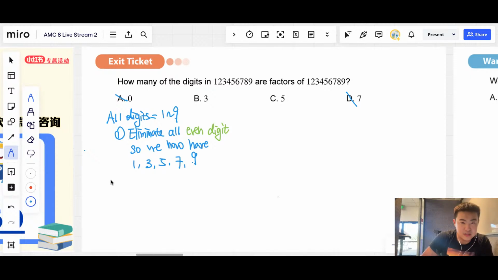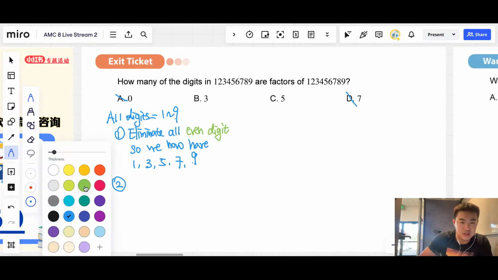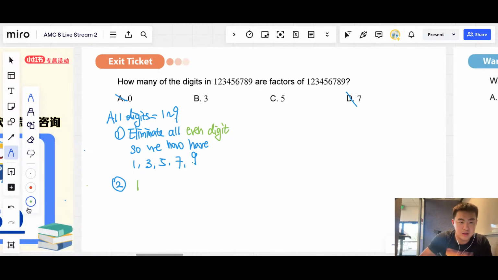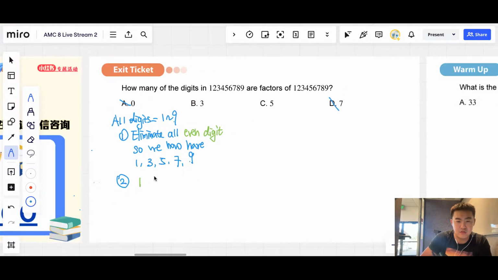So let's do the second step. I will put a little 2 here to denote the second step. We know that 1 must be a factor, so let's put it here. 1 must be a factor for any positive whole number. Good.